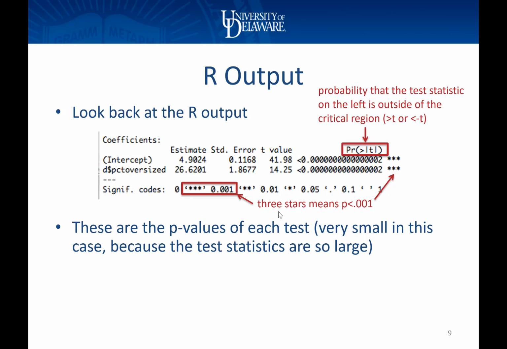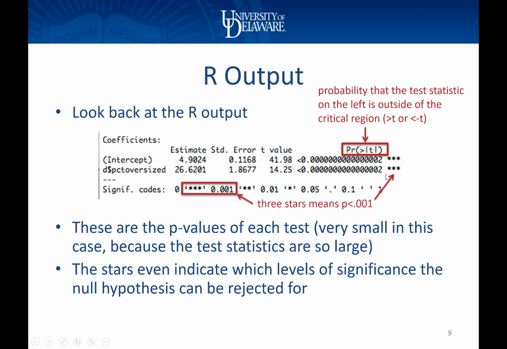So these are the p-values for the test. They're very small in this case because those test statistics were so large. And the stars indicate the level of significance for which we can reject the null hypothesis. So they tell us right away that we have a significant intercept and slope and we can accept these estimates.